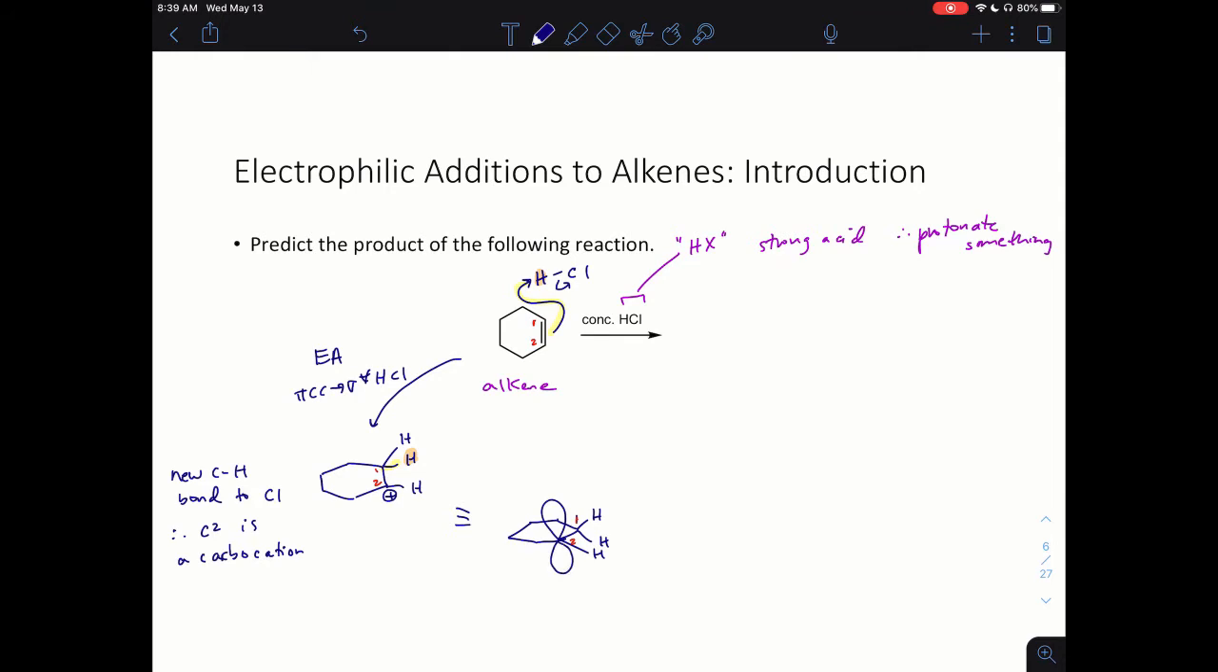So it has trigonal planar electron geometry. And we can see that empty p orbital now, which can accept electrons. So we know that carbocations are electron poor. They'll act as electrophiles. We need to look for a nucleophile in solution. And the only choice is chloride. Chloride can donate its non-bonding pair of electrons.